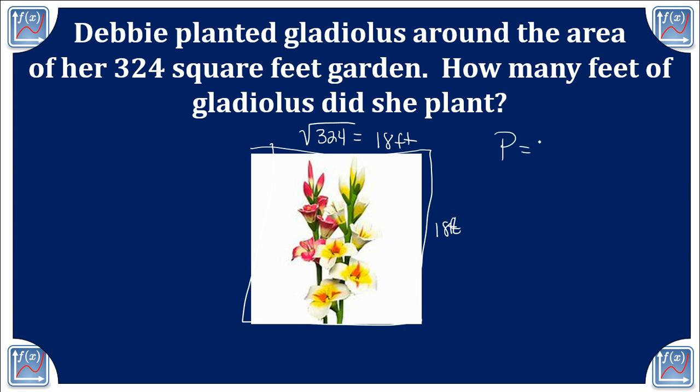So the perimeter is 4 times the 18. And so we multiply 18 times 4. 8 times 4 is 32. 4 times 1 plus 3 is 7. So 72 feet of gladiolus.